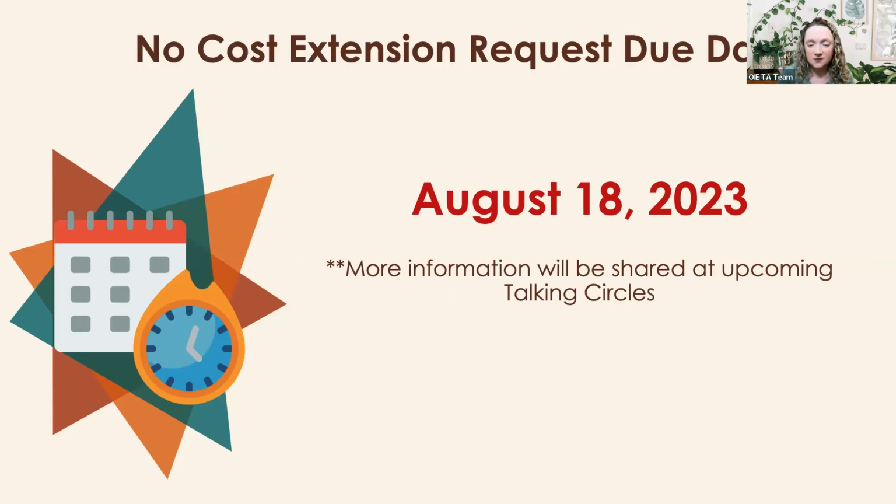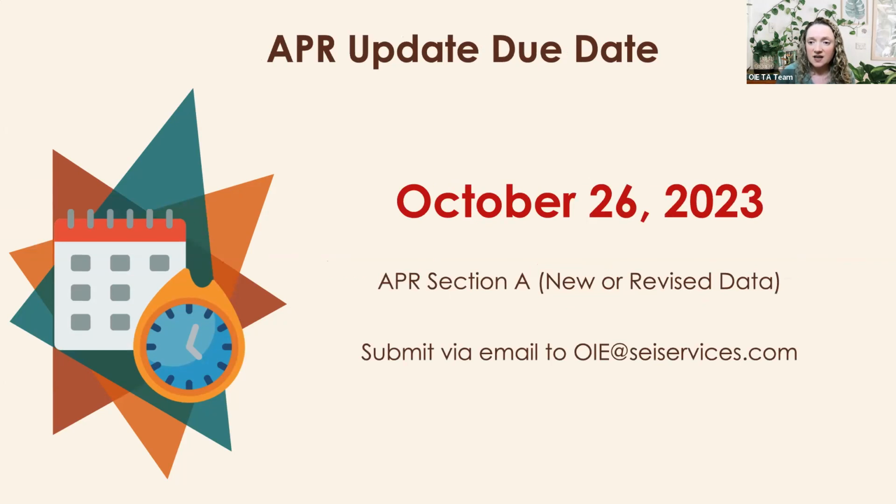All right, then my last few reminders for you as we wrap. The no-cost extension request due date is August 18th. We will give you more information about how to do that if that is something you need to do at our next talking circle. So don't worry about it right now. Just focus on your APR and then we'll chat about that in May. Your APR update, again, we're going to chat about that at our next talking circle. We'll help you get it done before your grant year is even over, but it's definitely due by October 26th.